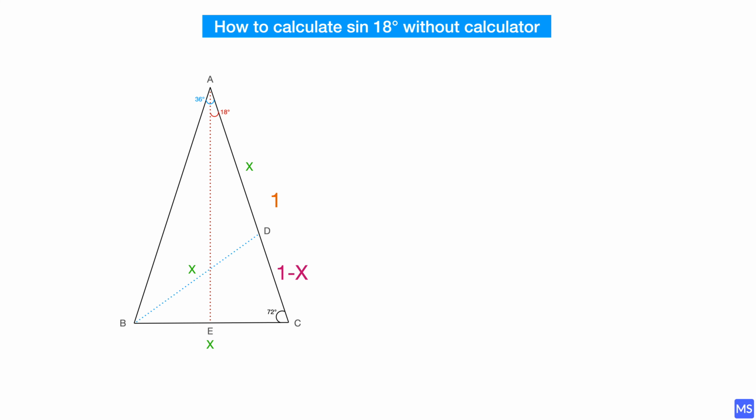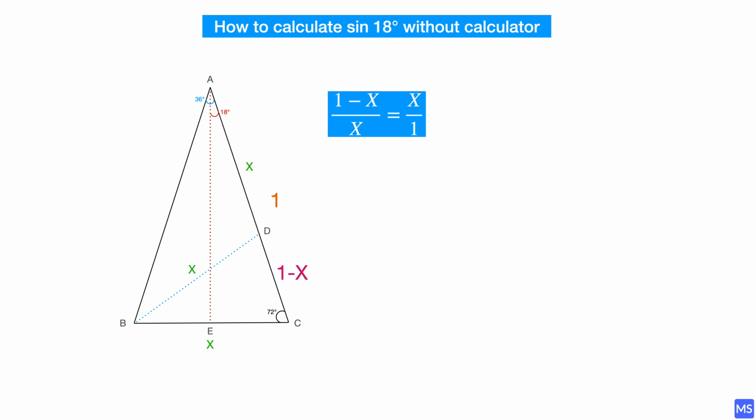Triangles ABC and BDC both have vertex angles of 36 degrees and share angle ACB, making them similar triangles. Based on the properties of similar triangles, it's straightforward to conclude that DC divided by BC is equal to BC divided by AC. Now, let's go ahead and find the value of x.